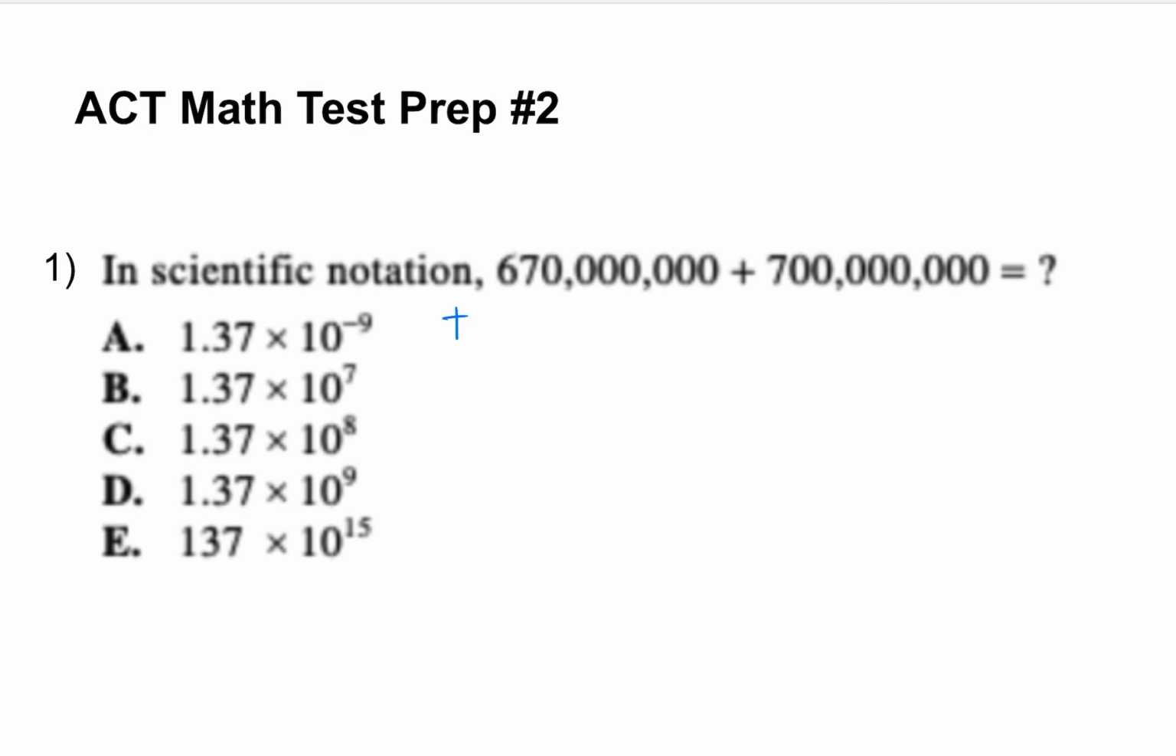So I'm just gonna put 700 million underneath the first number, and then add these two together, and that should give me 1 billion, 370 million, and the zeros that go with it.